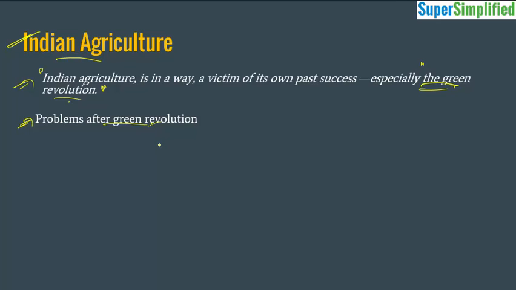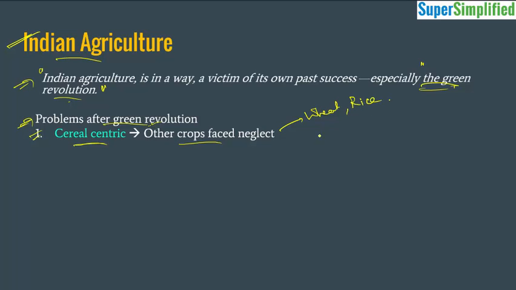So now we will discuss some of the problems which are believed to have originated from the Green Revolution. Because of the Green Revolution, the entire farm sector has become cereal centric, and other crops have faced neglect. Now our farmers are increasingly focused on wheat, rice, sugarcane and all these crops. Certain crops like oil seeds and pulses have faced neglect, and that is why there was a sharp spike in the prices of pulses recently, a few months back.